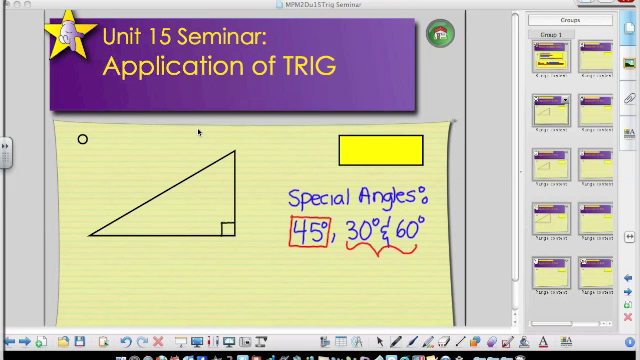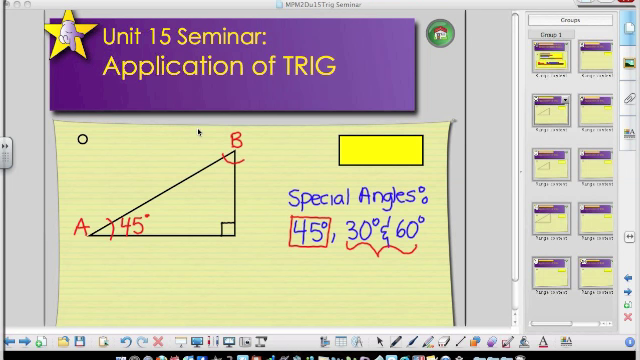So, obviously, we're still dealing with right angles. So, if I know that my starting angle is 45 degrees, let's call that angle A. What is angle B going to be?